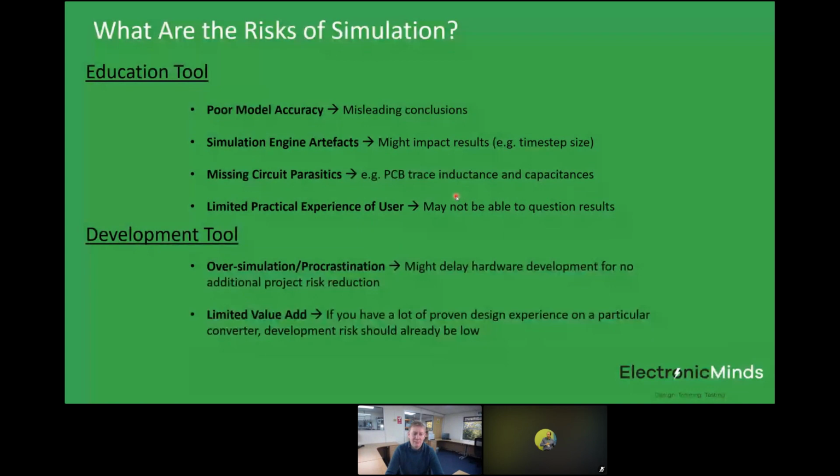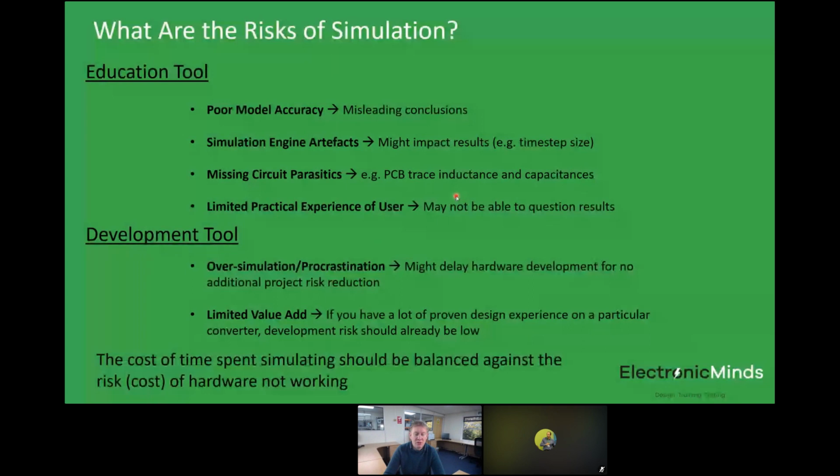The limited value add, again, this is the case of the 50 watt converter I was just talking about. If you're a very experienced designer, you wouldn't bother simulating that because you've done it so many times before, and the cost of time spent simulating it must be balanced against the risk of that hardware not working. So don't get trapped in the over-simulation trap there. You can burn a lot of time simulating too much for no real benefit.